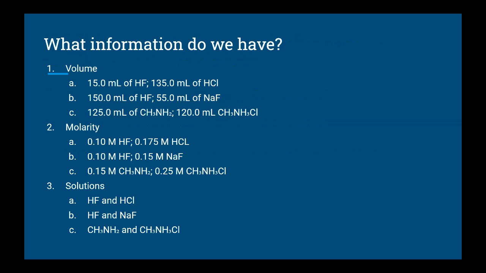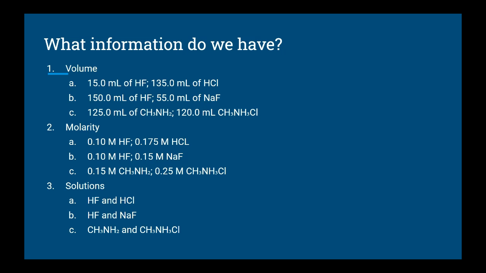So what information do we have? To begin, we know the volume of each component. We know we have 15 milliliters of HF and 135 milliliters of HCl for the first problem. We have 150 milliliters of HF and 55 milliliters of NaF for the second problem. And finally, we have 125 milliliters of CH3NH2 and 120 milliliters of CH3NH3Cl.